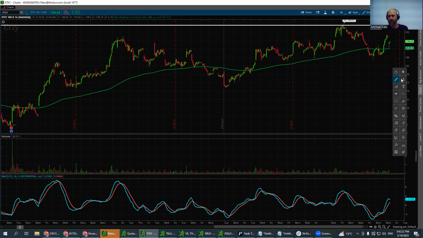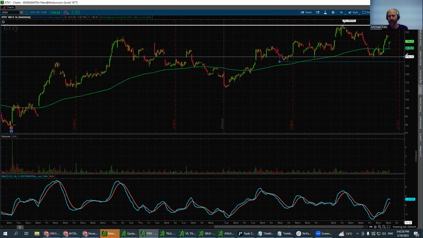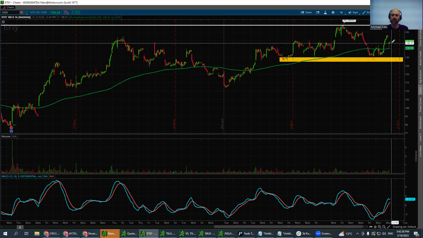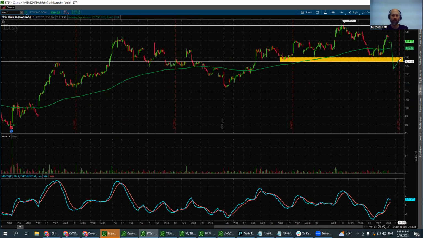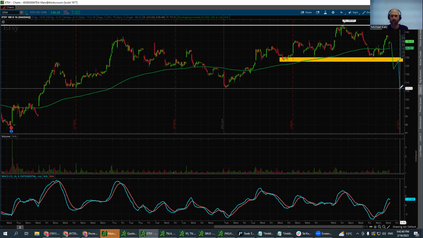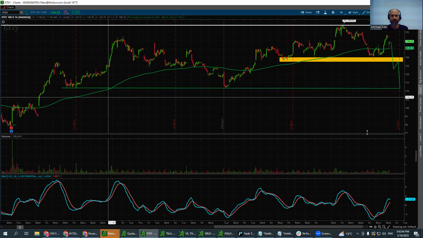we can create some scenario that we will break this area of the 130, 125-ish. So let's say if we'll drop, break that, retest those levels, and from there continue to the downside, maybe even to the 110.